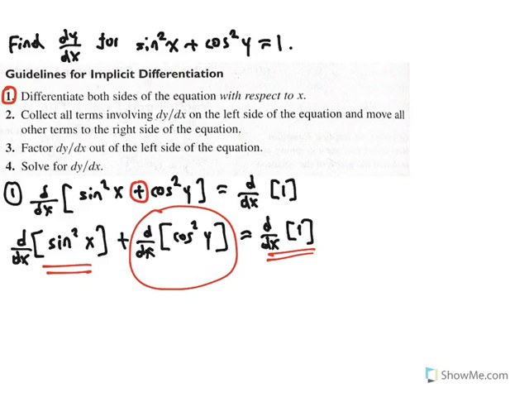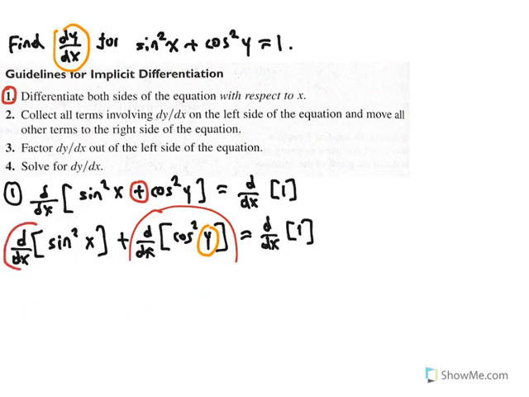The outside function, like with sine squared x, is raising to the second power. The middle function is cosine, and the insidemost function is y, where y is assumed to be some differentiable function of x, whether we know it or not. So we're going to use the chain rule for both of these to find the derivative with respect to x. And of course, our goal is to solve for dy dx.